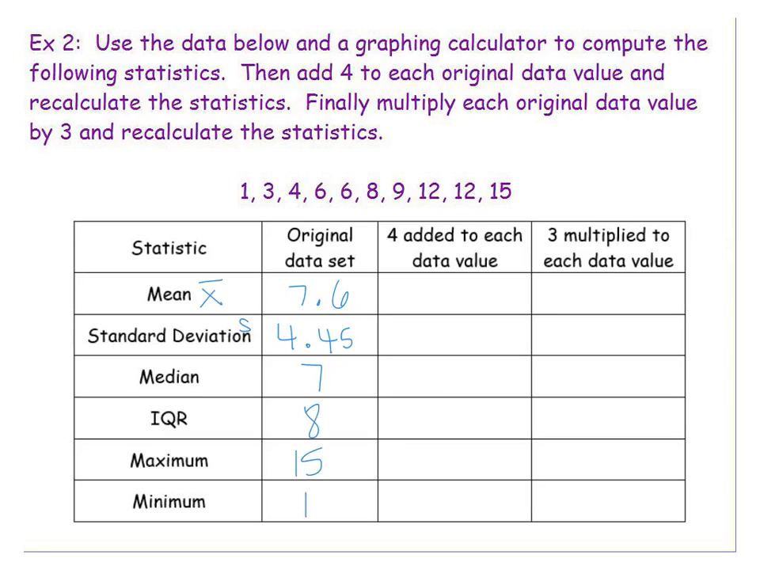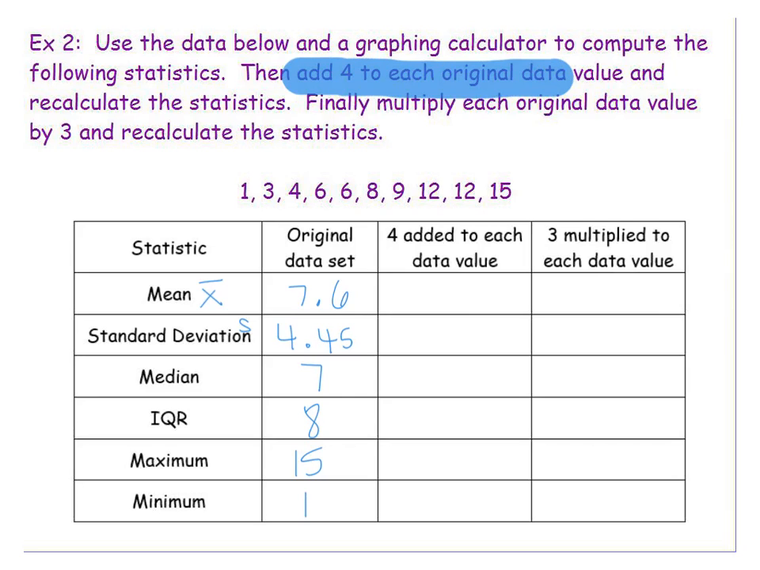So now we're going to repeat exactly what we did, but you're going to add 4 to each original data value. So you're going to go back to stat, enter to edit, and so instead of 1, you're going to make it 4. Instead of 3, you're going to make it 7. Instead of 4, you're going to make it 8. Until you get to 15, and instead of 15, it's going to be 19. Do that. Pause the video.